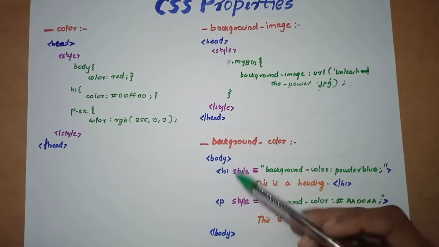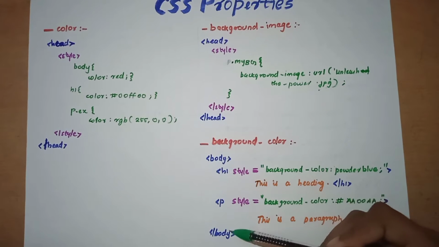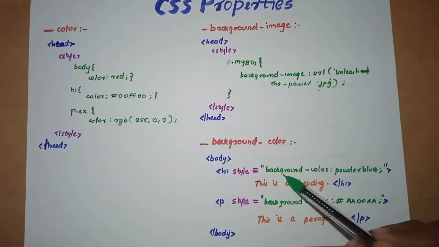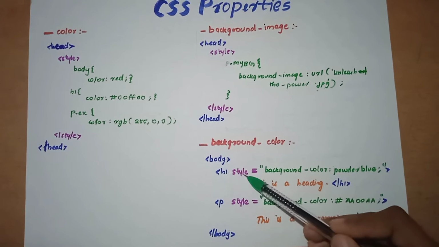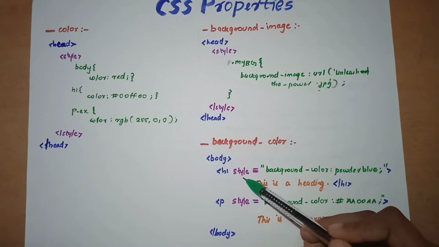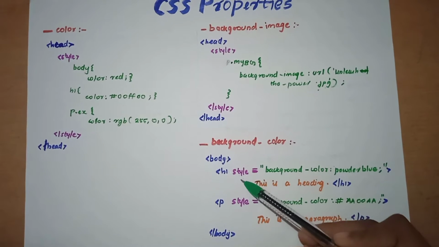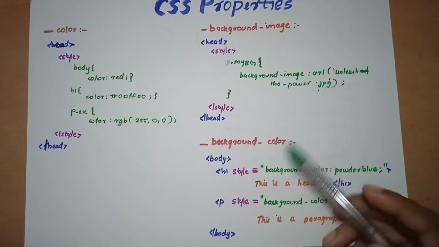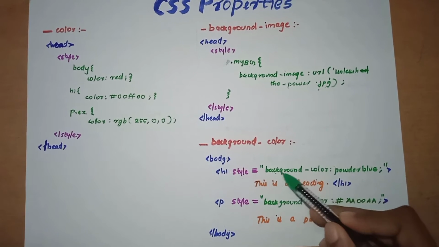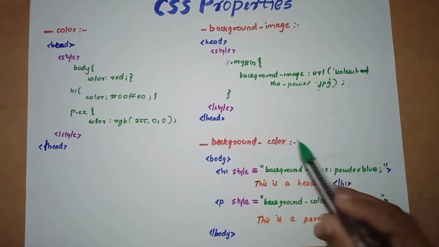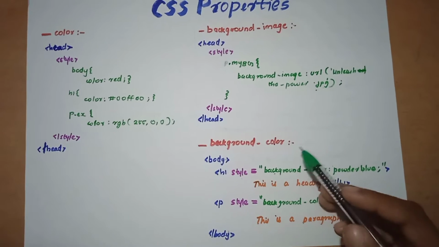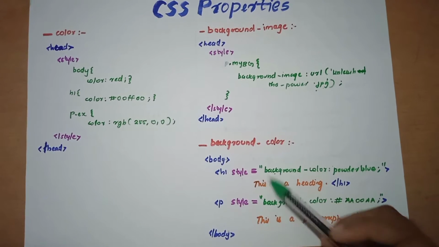So how is this normally done? Here you can see I have started from the body and style is written along with the element here. That means this is actually an example of inline CSS. As we all know, this is the inline CSS property, and this is how I mentioned the background color property in my page. Let's get into this clearly.